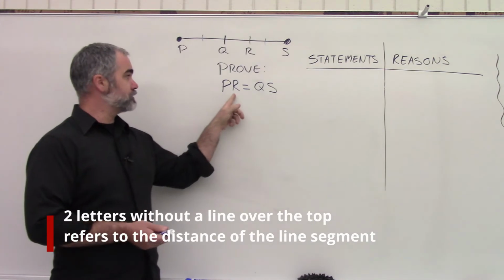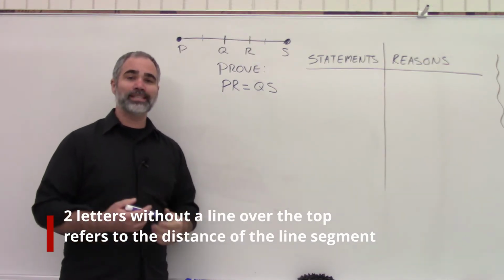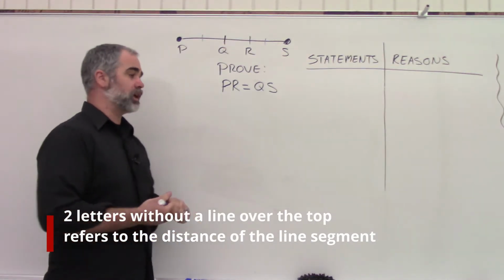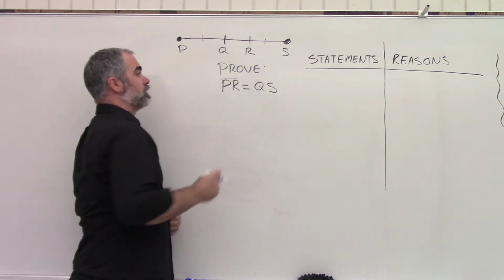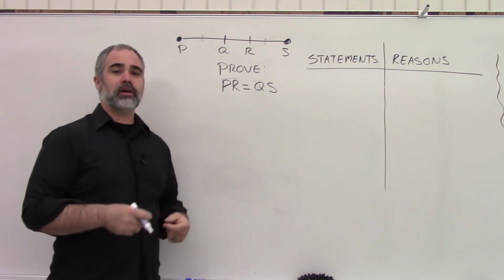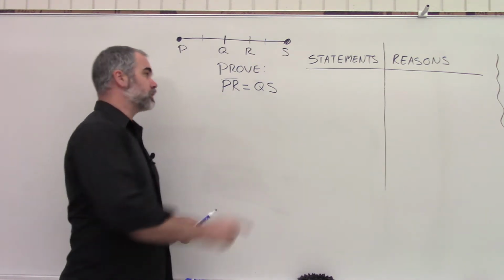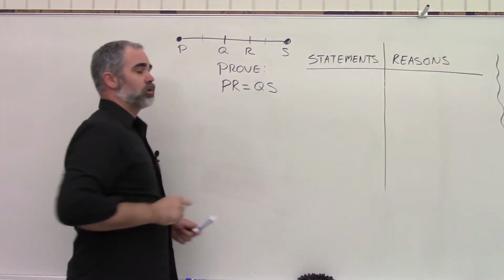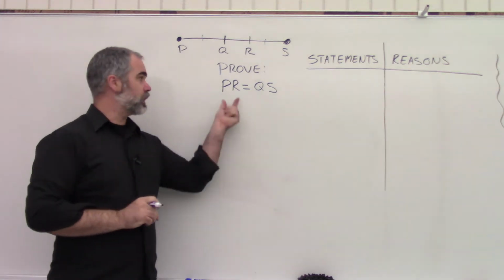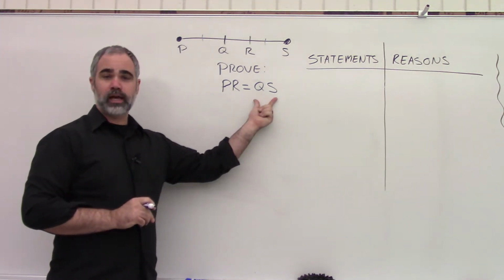Notice there's two letters here. When you refer to a line segment, you usually have a line over the top of them. These don't have them because we're talking about the measure. If you want to know how long a line segment is, you do not include the line over the top. So I need to figure out that these two lines are the same measure.